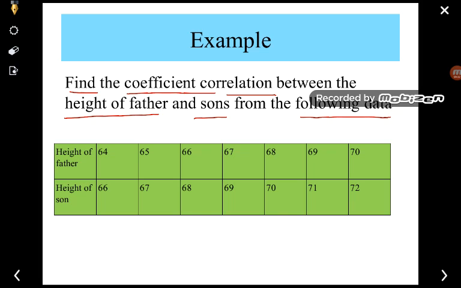So here two variables are given. Consider the first variable as the x variable and the second as the y variable. What is the x variable? Height of the father. And what is the y variable? Height of the son. Is there any relationship between the height of the father and the height of the son? We are going to find out by means of the formula.